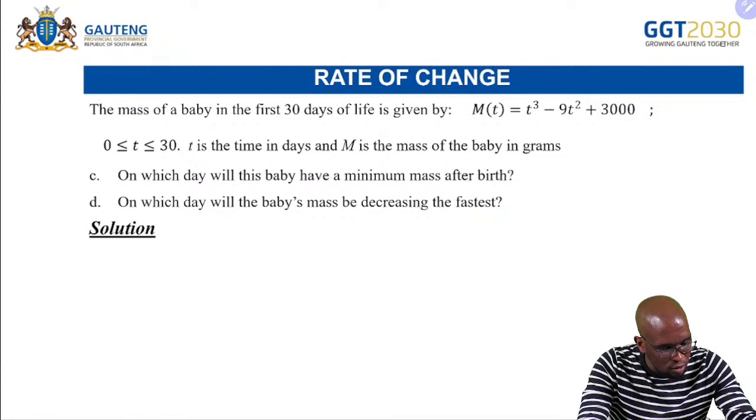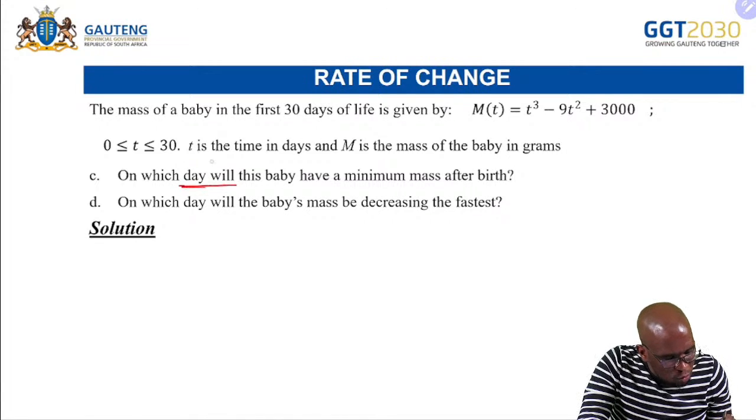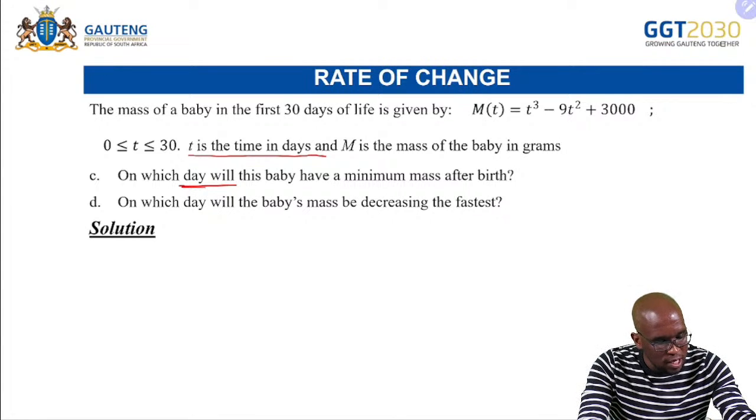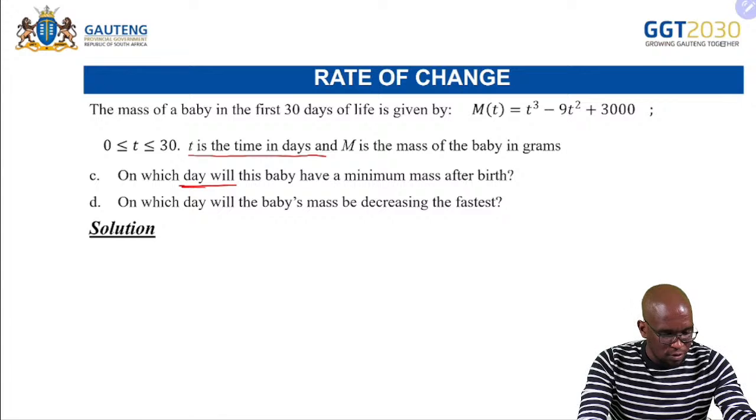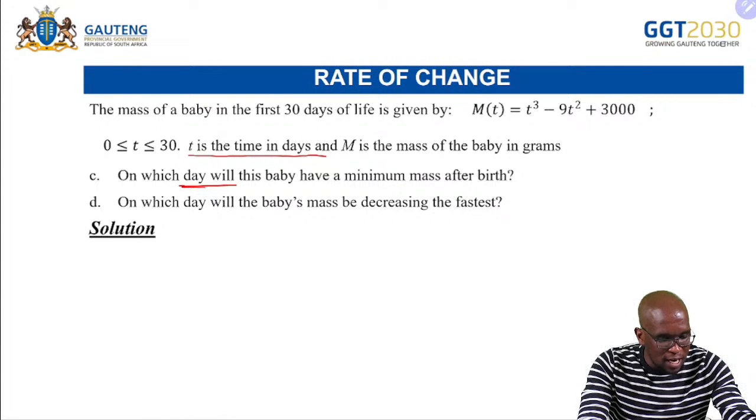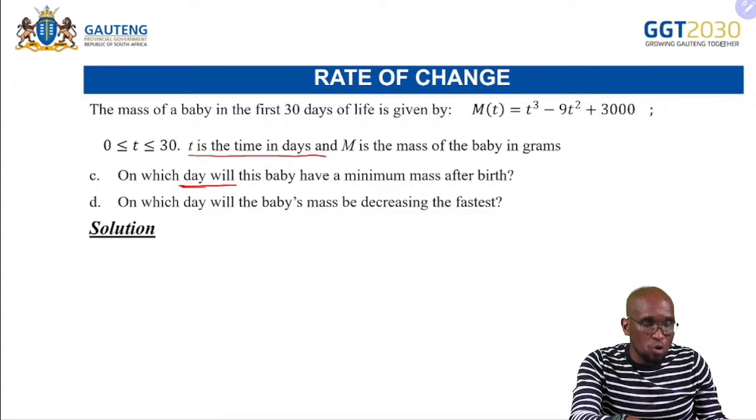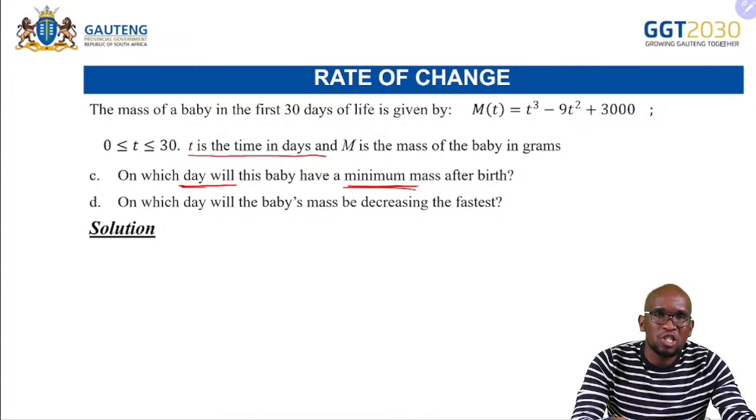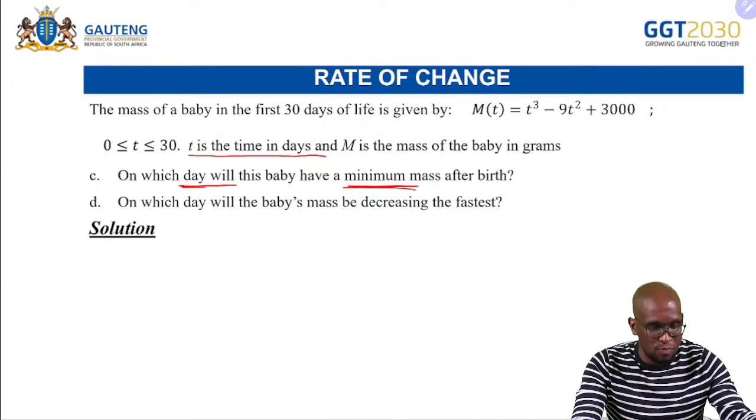Right, moving on. On which day will this baby have a minimum mass? Remember, on which day? We said t is the time in days, so you are looking for t. On which day will the baby have a minimum mass after birth? So we want to minimize. How do we minimize? We differentiate, set the derivative equal to 0, and solve. That is how we minimize.